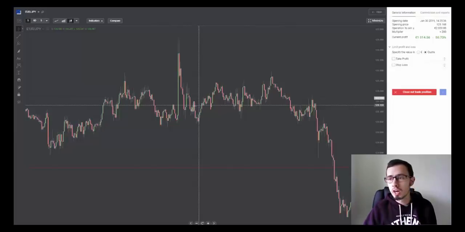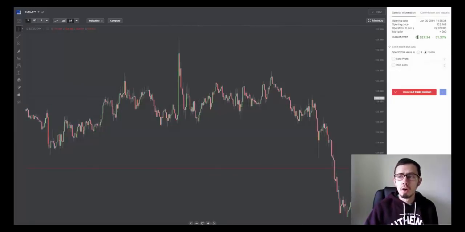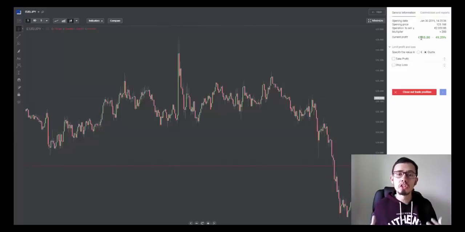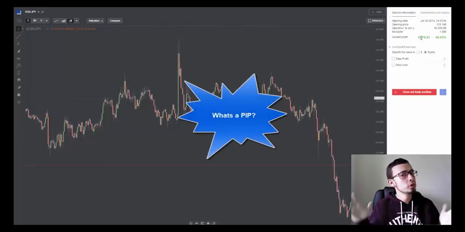This, for example, is Euro JPY that we placed yesterday from our group, and it's already generating nearly around 1,000 euro. But all of this is only possible if you understand what day trading is and how to place those trades. But before that, you need to understand what a PIP is. So guys, let's get started.